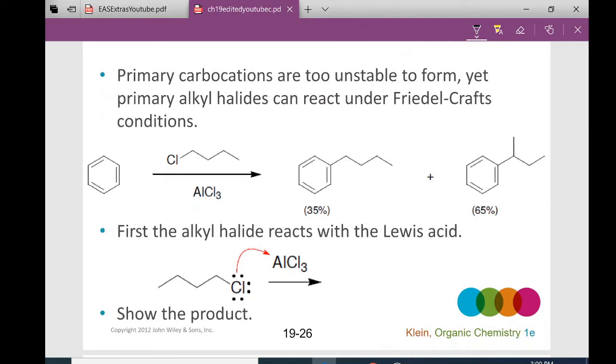And so here you see that we've created a primary carbocation. So with this aluminum trichloride and this chlorobutane, we're going to create a primary carbocation. And since it's primary, it's subject to rearrangements, and our major product then is actually the rearranged product, which we get in a 65% yield as shown here, or a 35% yield with the primary carbocation.